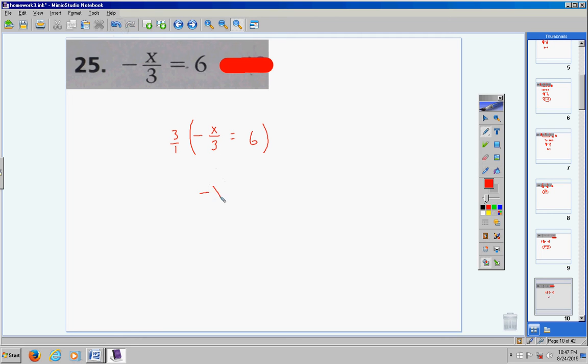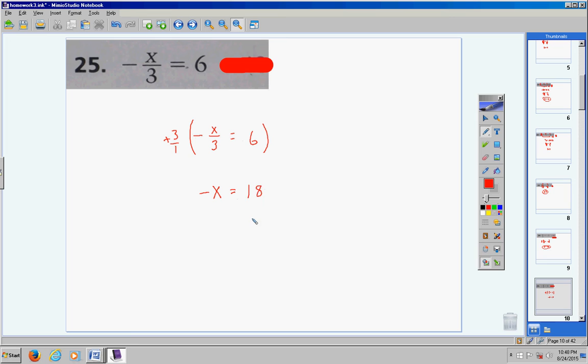Negative x. Now a lot of students might see a negative sign here and decide to multiply the entire equation by a negative 3. That's fine. You will get the right answer as long as you don't make any mistakes. However, I don't recommend doing that because anytime you multiply by a negative number, you're lending yourself to possibly making little mistakes. So a positive times a negative gives you a negative x. A positive times a positive gives you a positive 18.